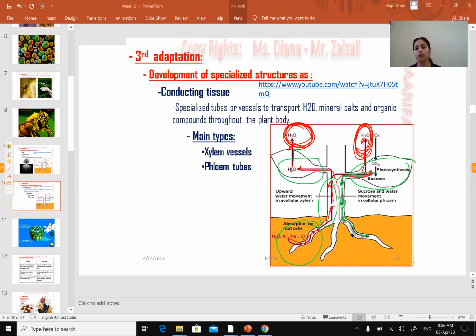But phloem transports nutrients, phloem transports food, phloem transports sucrose and amino acids throughout the plant, from leaves to stem, then roots, or from where the food is stored to other parts of plants. So two directions, upward and downward, okay?